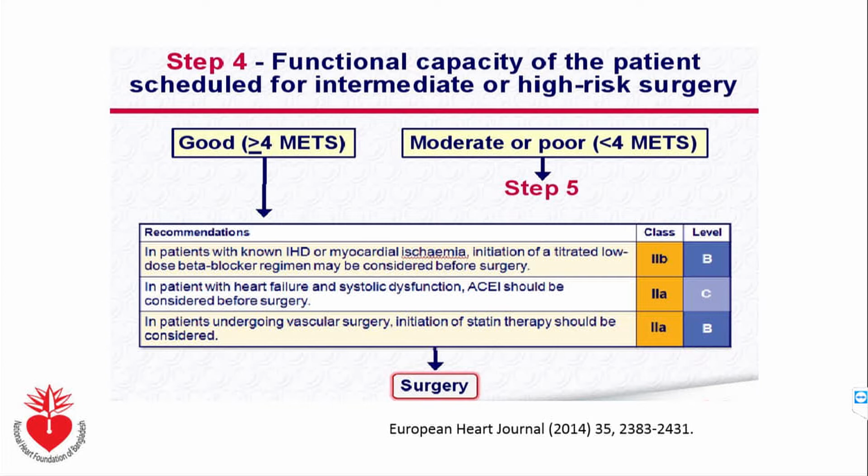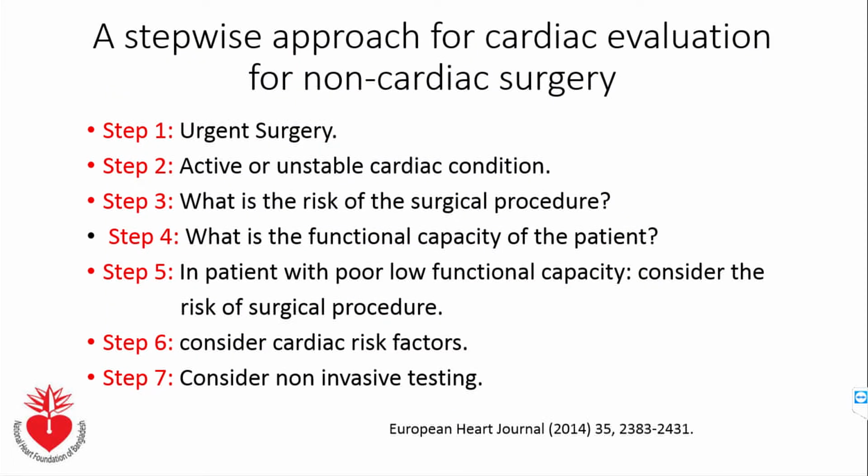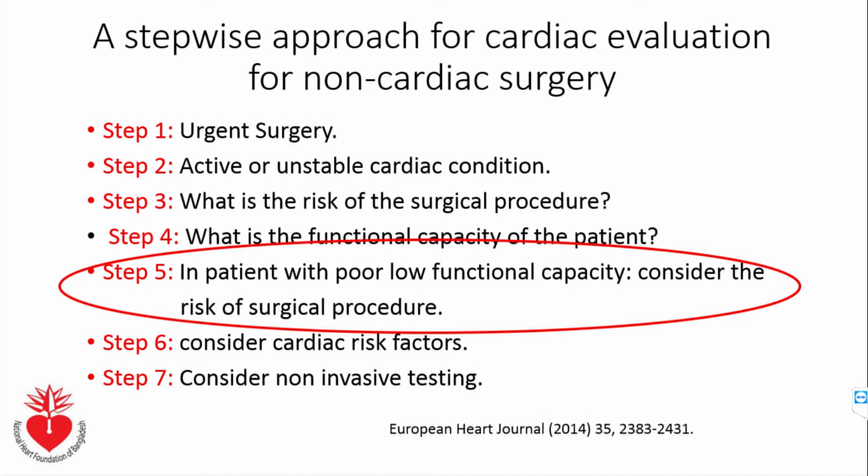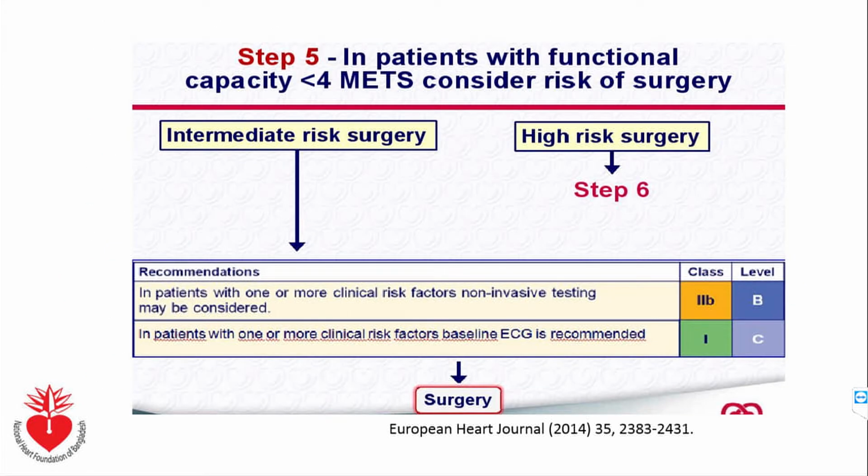But if the patient has moderate to poor functional status, less than 4 METs, then we should move on to step 5. Step 5 considers the risk of the surgical procedure in addition to the low functional status. This is the patient having intermediate risk. If the patient has intermediate risk, for example the peritoneum should be opened and the surgical time is less than 30 minutes, then the patient should have guideline-mediated medical therapy, and should go for non-invasive testing.